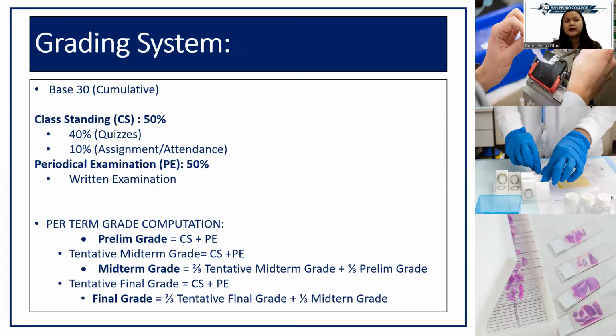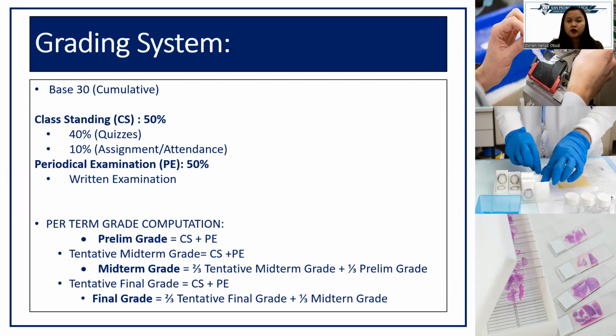Okay, for the grading system, it will be base 30, since this is a professional subject and this one is included in the board examination. When you say base 30 for a 10-item quiz, the passing score is 7. Class standing is 50%: 40% will be taken from the quizzes and another 10% from the assignment and attendance. And the remaining 50% will be taken from your written examination.